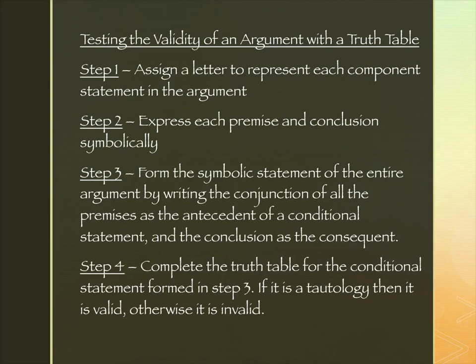There's 4 steps that we have to do in order to test if an argument is valid with a truth table. The first thing is we have to assign letters to represent each component. 2 is to express the premise and conclusion symbolically, right? Put ands and ors and all the connections together. The third step is to form the symbolic statement of the entire argument by writing it all combined together. And then step 4 is to complete the truth table and analyze the argument afterwards. Okay, so I'm going to be quiet and let you copy those pieces down. All right, sorry, I know it's a lot of writing.